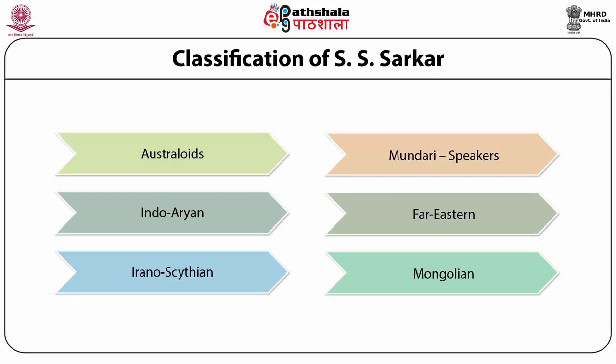They migrated from the east and they appear to have some sort of affinity with the Mongoloids. Next one is the Far Eastern.